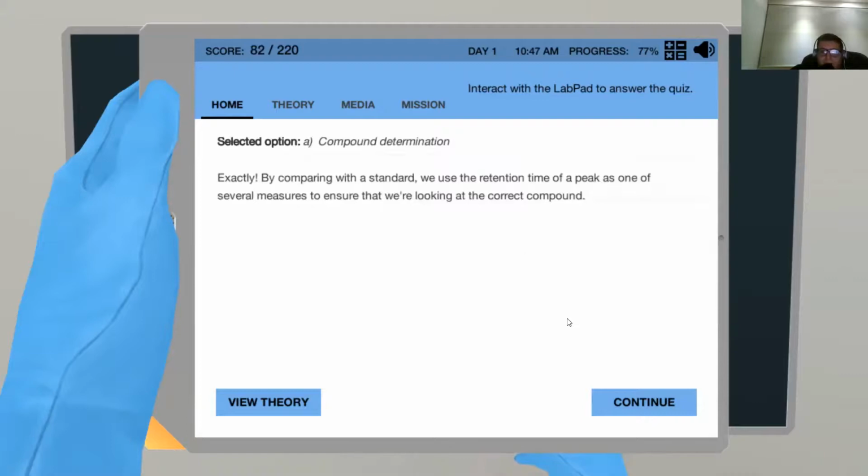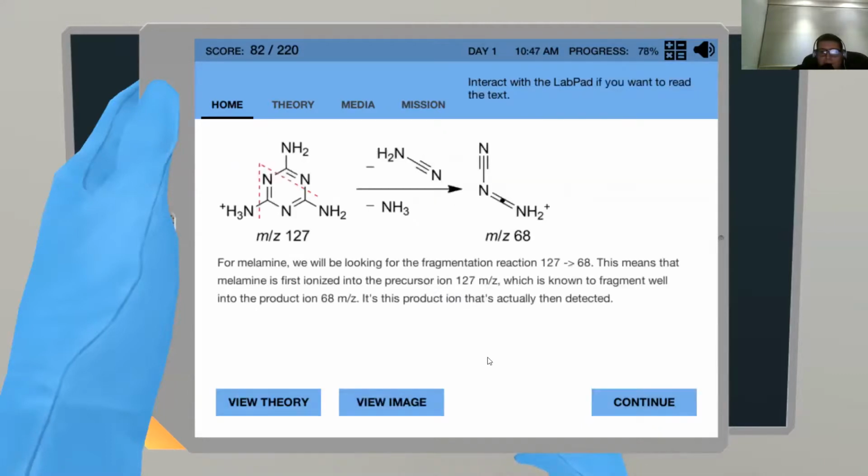Exactly. By comparing with a standard, we use the retention time of a peak as one of several measures to ensure that we're looking at the correct compound. For melamine, we will be looking for the fragmentation reaction 127 to 68. This means that melamine is first ionized into the precursor ion 127, which is known to fragment well into the product ion 68. It's this product ion that's actually then.